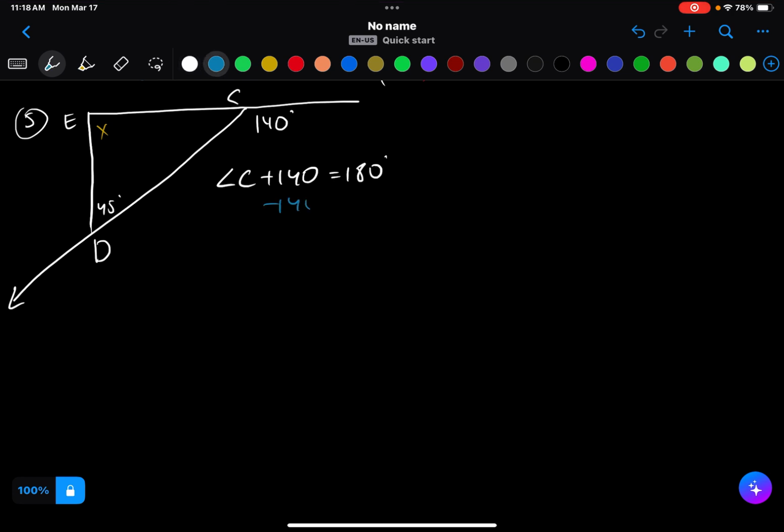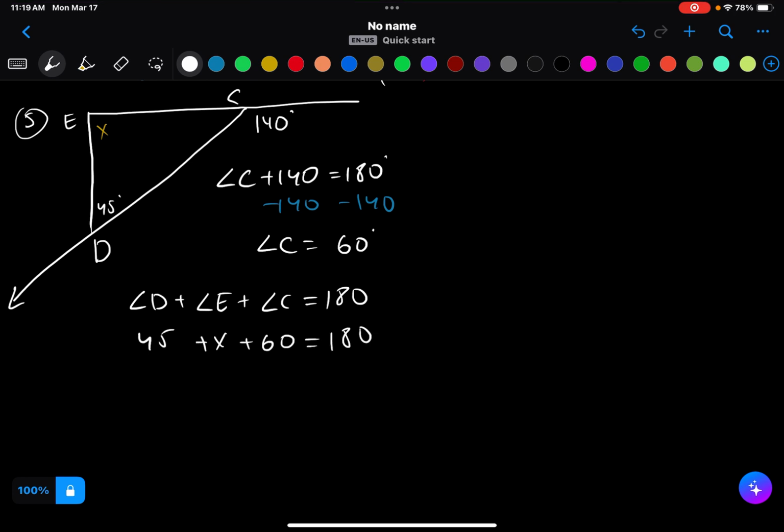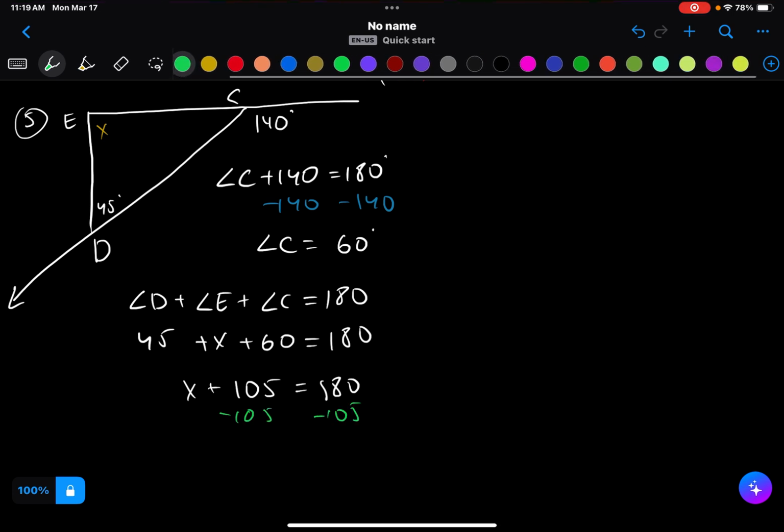That one's really fast. So now I know that angle C is just going to be 60 degrees. Great. Now I know two of the three angles. So angle D plus angle E, which is missing, plus angle C has to equal 180, and I know two of the three. So 45 plus X plus 60 has to equal 180. Adding those up, I'm going to get X plus 105 equals 180. So now I just need to subtract 105 from both sides.